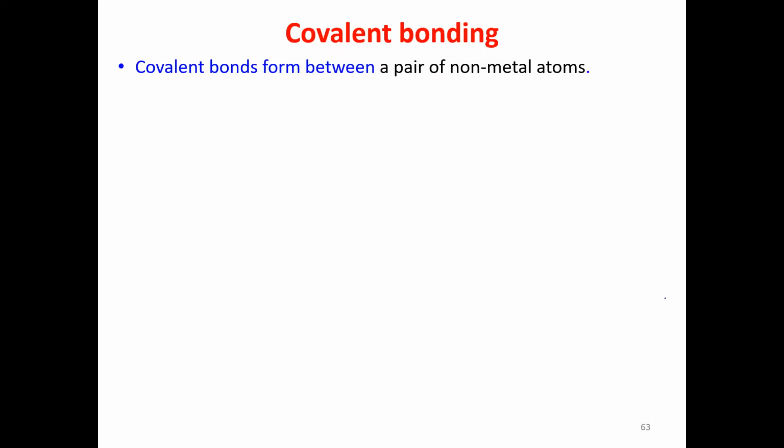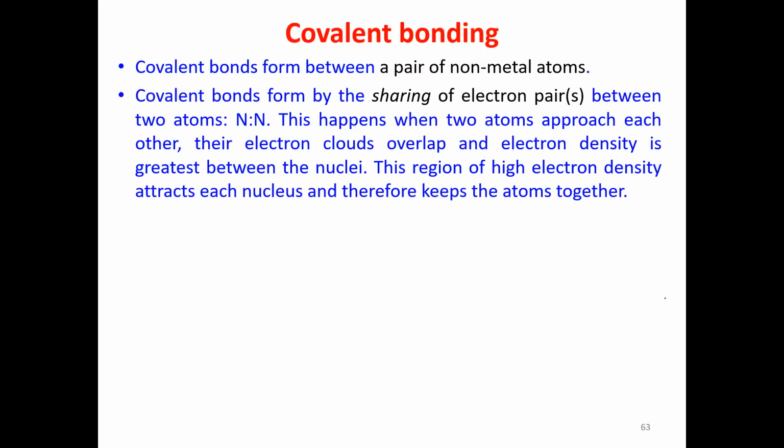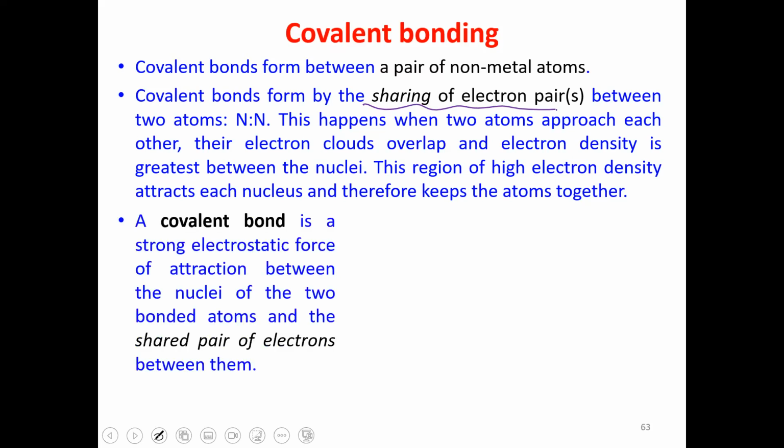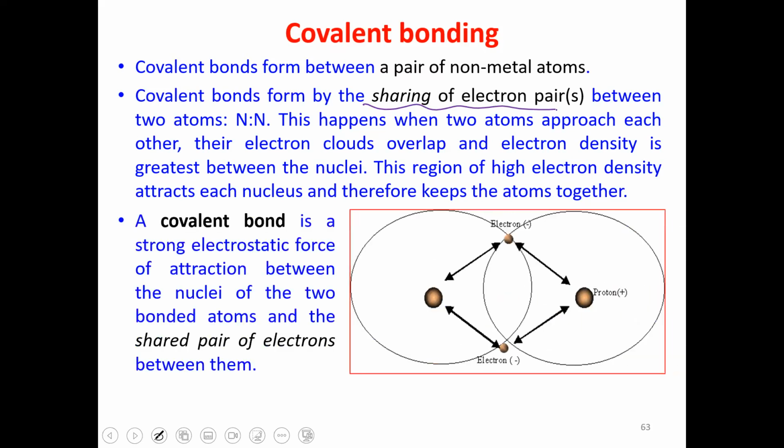A covalent bond is always between non-metal atoms. In a covalent bond, the main theme is sharing of electrons. Two atoms form a shared bond, like a shared partnership. A covalent bond is an electrostatic phenomenon also.